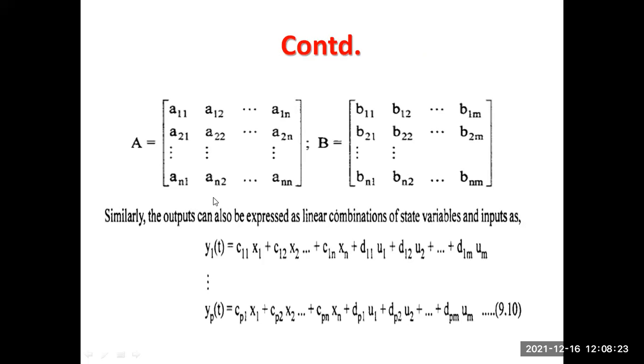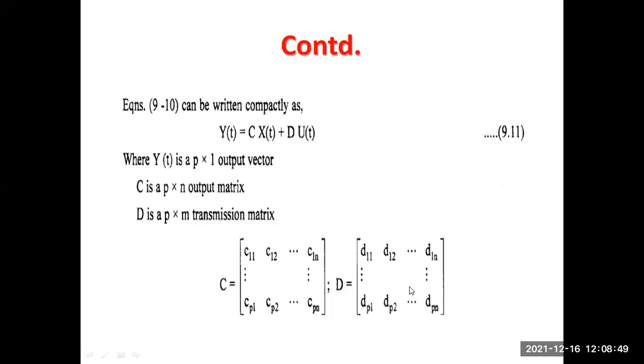The output can be expressed as a linear combination of the state variables and the input. Whatever we have discussed so far is for the state equation. Now for the output, y1 t equal to c11 x1 plus c12 x2 plus c1n xn. Similarly, the input terms are d11 u1 plus d12 u2 plus d1m um. Like that, it is expressed up to the pth term.